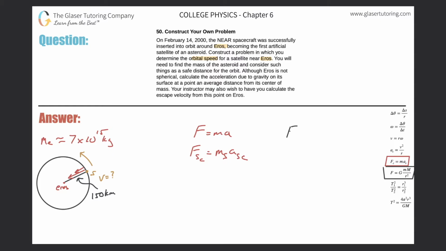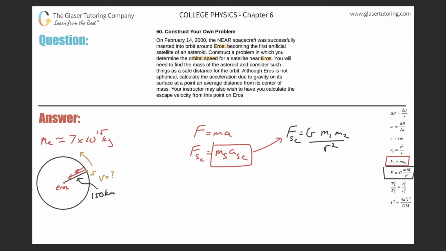Now let's talk about this formula. It says that the force of gravity is equal to the gravitational constant multiplied by the mass of one object and the mass of the other, divided by the distance between them squared. How are the force of gravity and the centripetal force related? They are the same. The force due to gravity from the perspective of the satellite points towards Eros, the center, so it is a centripetal force. I can substitute one in for the other.